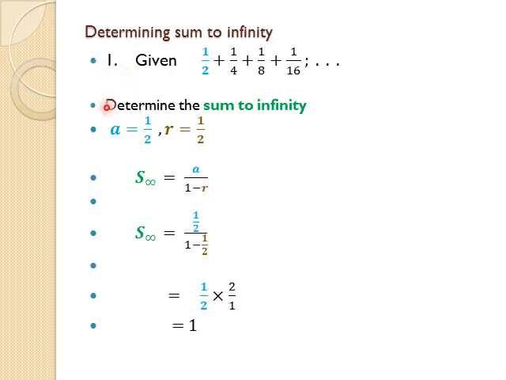Right, so second question, determine the sum to infinity. So we have a as 1/2 and r as 1/2. S infinity equals a divided by 1 minus r. So we'll always use that formula. That's given to you on your formula sheet in prelim and final exam. So a is 1/2, and in the place of r, 1/2. 1 minus 1/2 gives me 1/2. So 1/2 divided by 1/2 becomes 1/2 times 2 over 1, which gives me a final answer of 1.